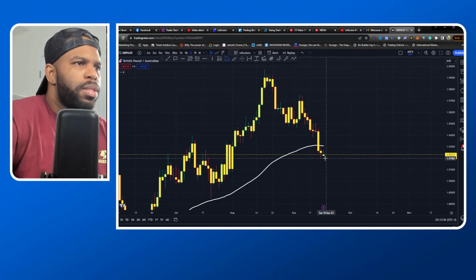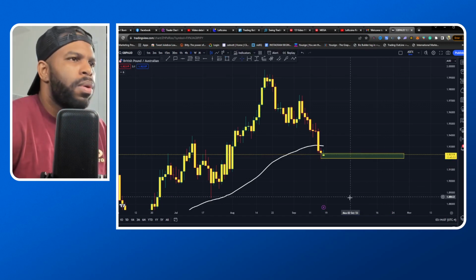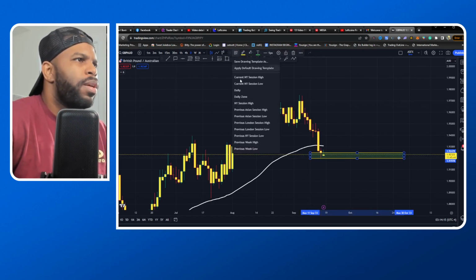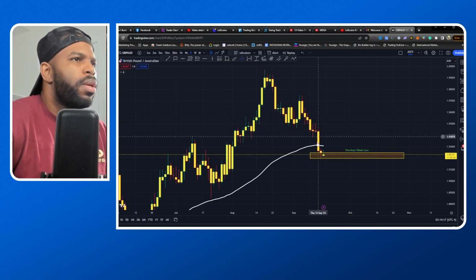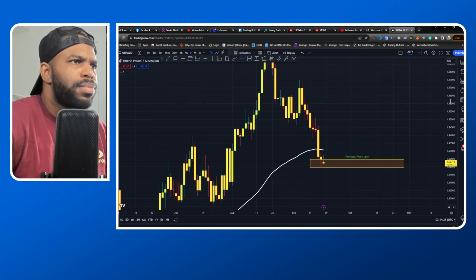So last week this was the low. We're gonna draw a rectangle shape tool here from the body to the wick. So we're gonna bring it up, just a tad bit. Okay, so this is the previous week low, and the previous week high was up here. I'll just mark this as the high here.